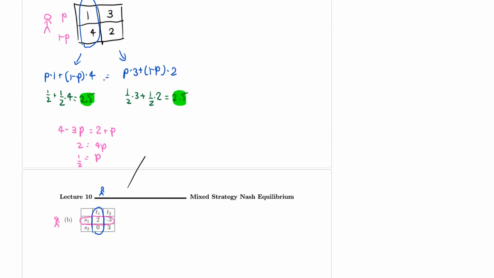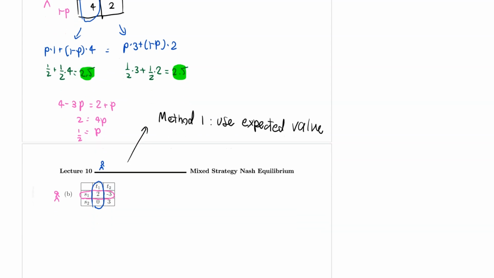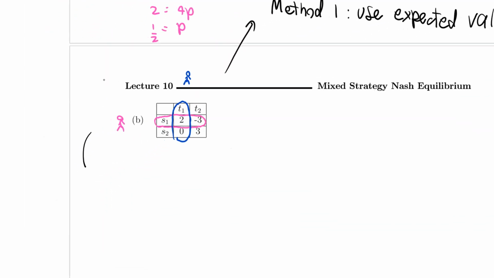So let me call that method 1, which is to use expected value. But in this example, I'm actually going to use another method. So let me call it method 2, which is going to use a graph. Now, let me do the analysis for Alice first.